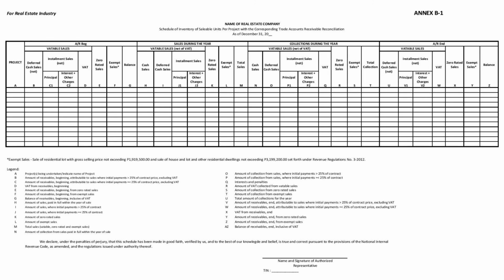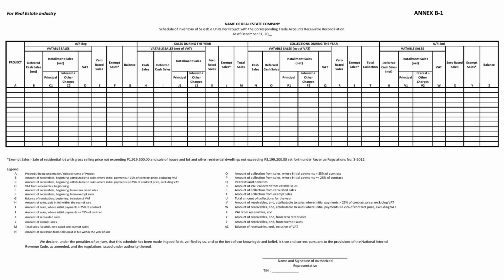For VAT purposes only. So, the batable sales of installment sales include the principal and the interest and other charges. The interest and other charges are also batable, along with the principal. And then we have the VAT. How much is the VAT? How much are the zero rated sales, how much are the exempt sales, and how much is the balance? So batable sales net of VAT.